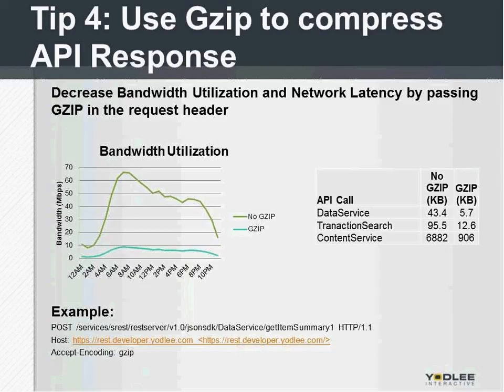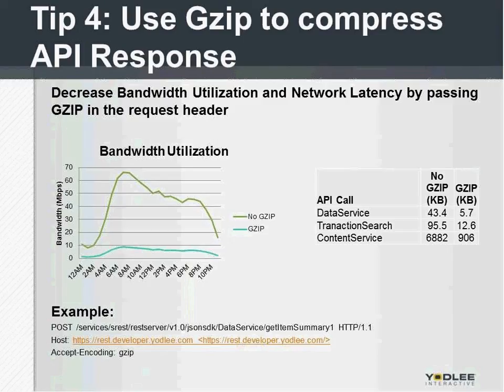So this performance tip pretty much spans across all of the APIs that return a lot of data. Is this going to help the login API? No, not really, because that API doesn't really return a lot of data. But it really benefits the data service and the transaction search service, as well as the content service APIs. The APIs that will return back large sums of data.